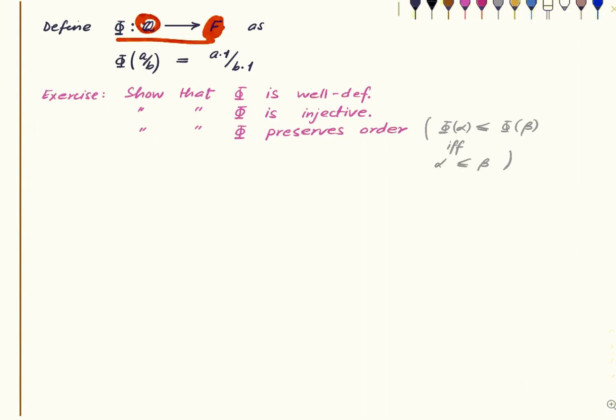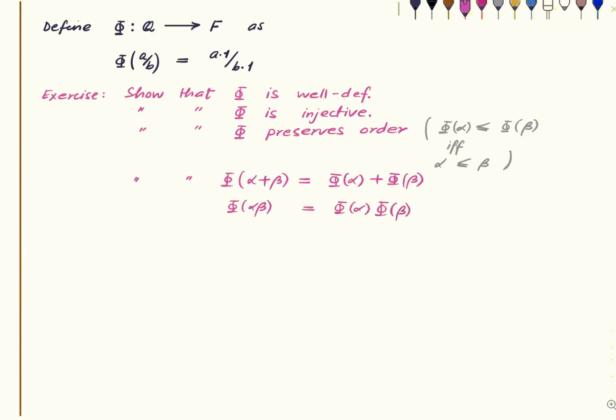which preserves the ordering, which is one more thing, it preserves the algebra. So show that phi of alpha plus beta equals phi of alpha plus phi of beta, and phi of alpha times beta equals phi of alpha times phi of beta, and one more thing, phi of the multiplicative identity is the multiplicative identity. All of these are very, very simple, trivial exercises, in fact.